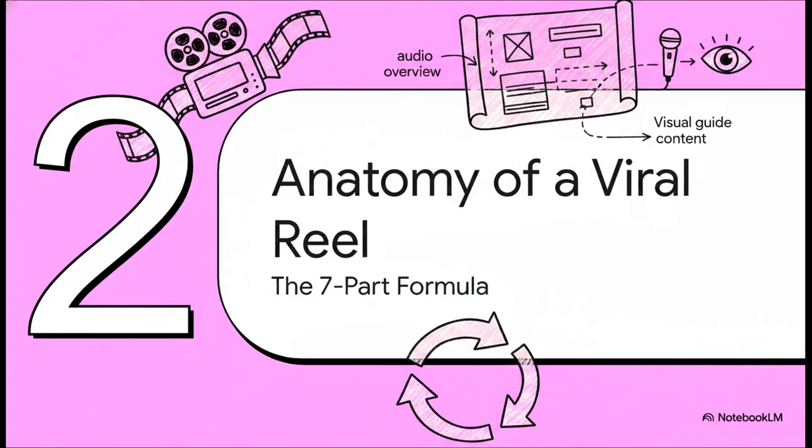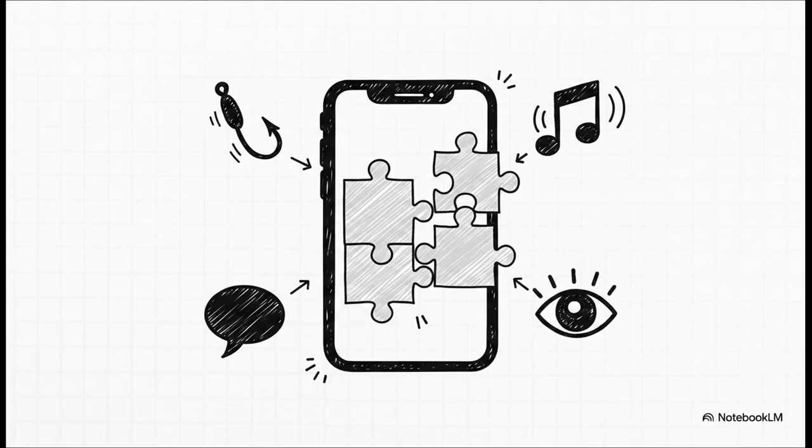Moving on to part 2, anatomy of a viral reel. Okay, so how are they actually building these things? Well, to generate a video combining the audio overview and guide content for maximum retention, every single post has to include these 7 non-negotiable elements. It is incredibly precise. First, a powerful hook in the very first 3 seconds. Because let's be real, in the endless scrolling world, if you don't hook them in 3 seconds, they're gone.